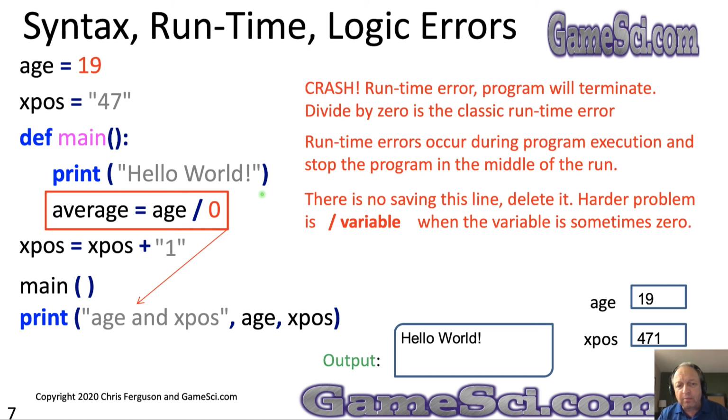The harder problem is when you do a divide by a variable and that variable sometimes contains a zero. I made it very obvious here by hard coding the zero. But if we had a variable here on this side of the divide, and sometimes it contains zero, then sometimes it would crash. But if most of the time it didn't contain a zero, most of the time it wouldn't crash. So you got to be very careful when you're doing division that you don't divide by zero.